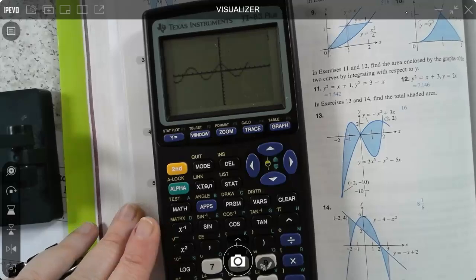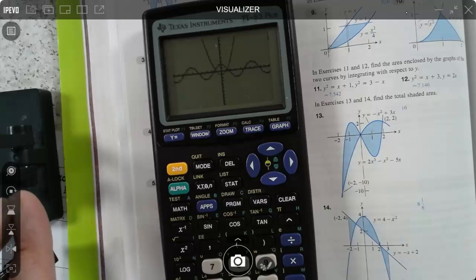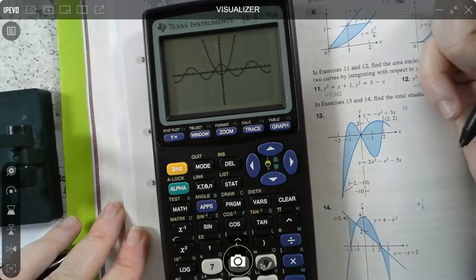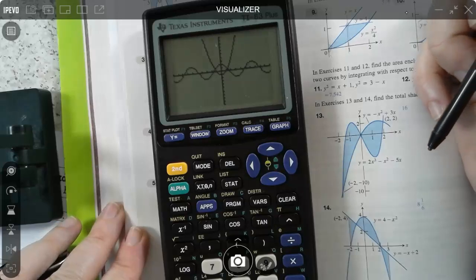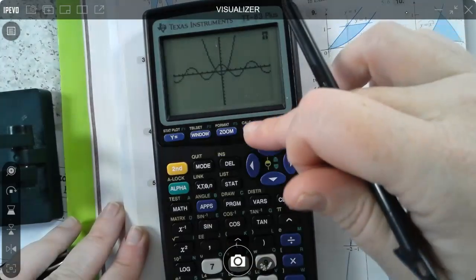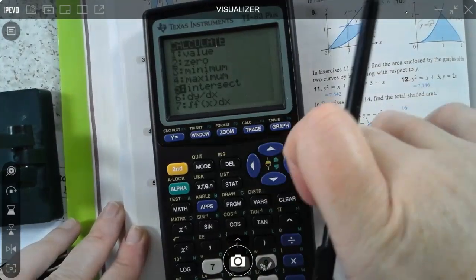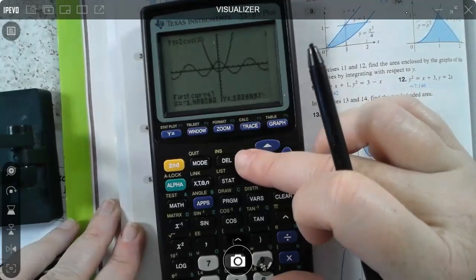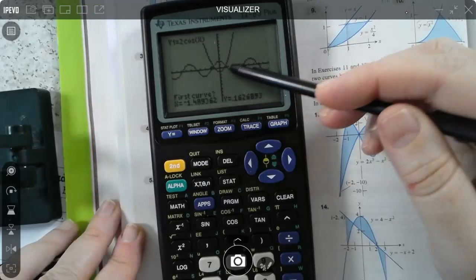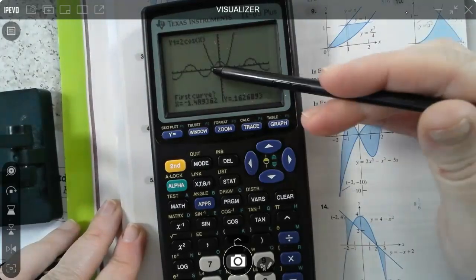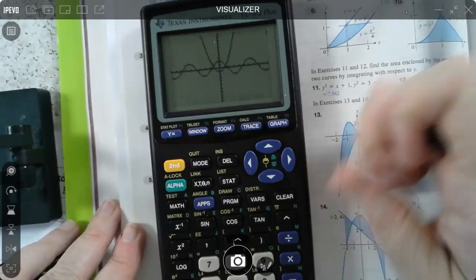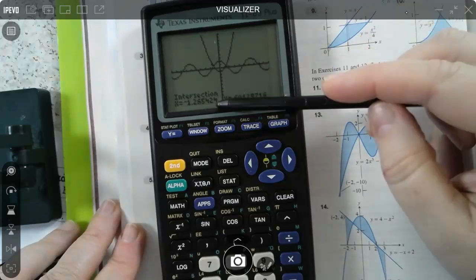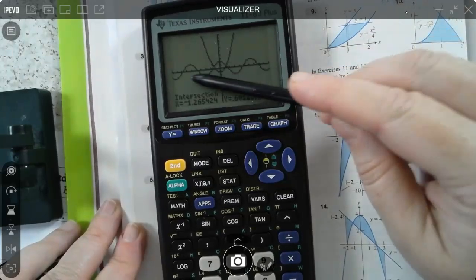If I'm looking for the area between the curves, you see the area I'm looking for? Which one's on top? The cosine one. I'm going to do second trace, and I'm going to do intersect. All you have to do is be close to the point of intersection, because notice there's 2, and I'm going to need to calculate both of them. So I'm going from -1.26.